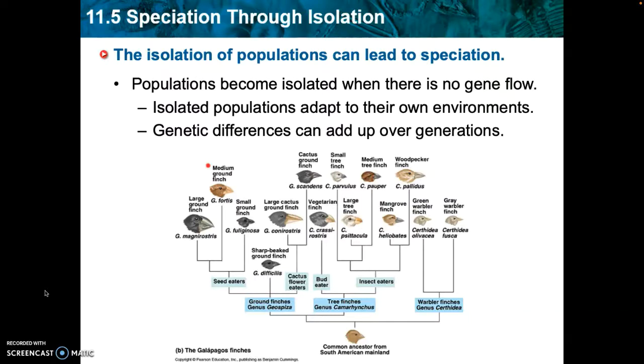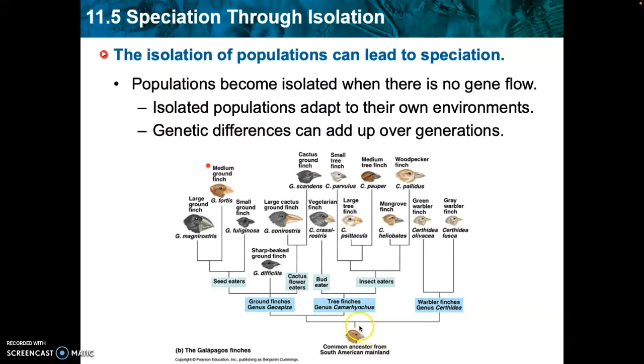Gene flow, if you remember, is when members from one population take their alleles for a certain gene into a different population, and that tends to keep the populations very similar to each other. Well, if you isolate them and you stop that gene flow, the two populations start to become more different, and they could eventually become separate species. And these genetic differences in the isolated populations can really add up over generations.